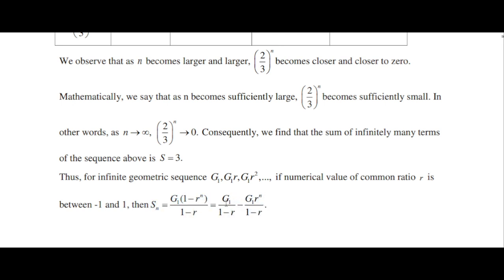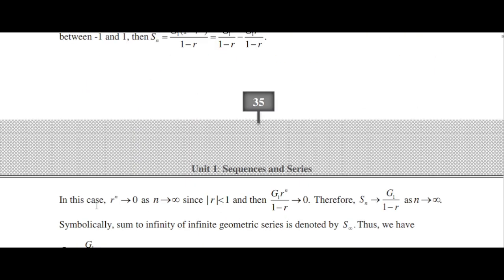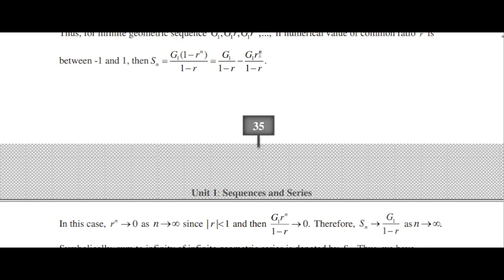So the only formula will be g1 over 1 minus r. Here, in this case, r to the power of n approaches 0. That means if r is between -1 and 1, this r to the power of n tends to 0. g1 times 0, this is omitted. This one is omitted.